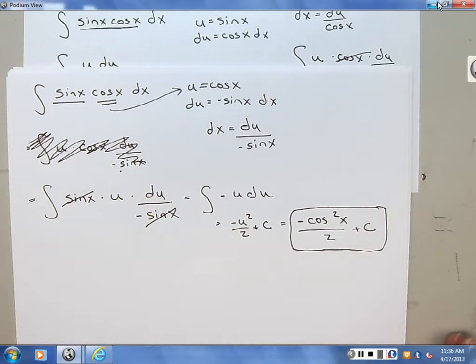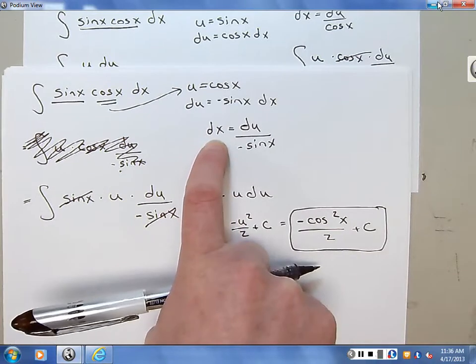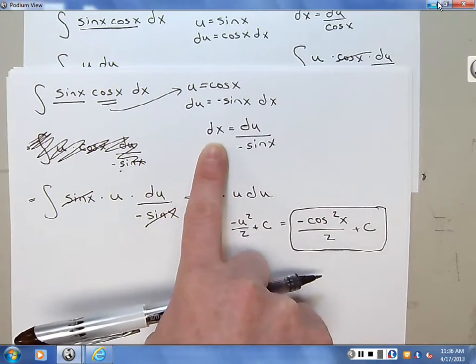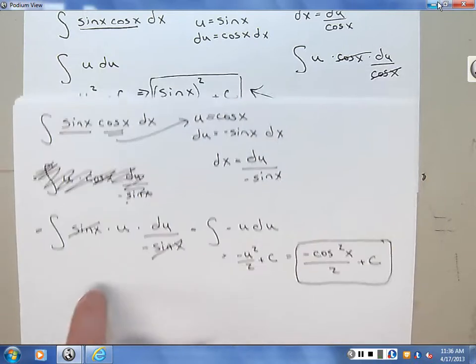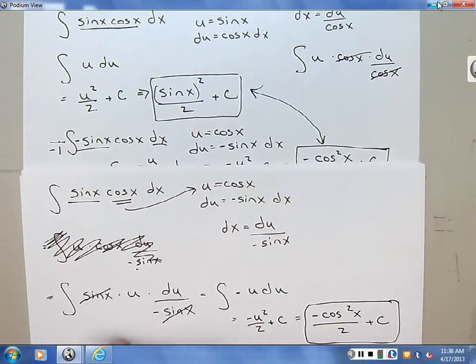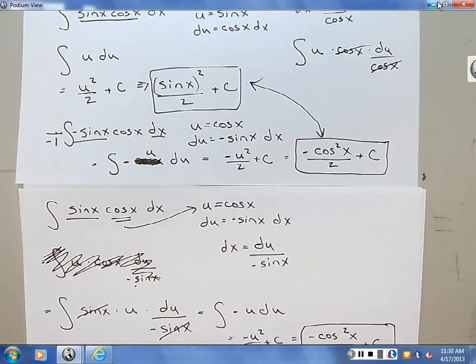Like step 1, find your u. Step 2, differentiate u. Step 3, solve for dx, and then step 4, substitute u and dx, and make sure your integral is only in terms of u. And if it's not, look for a less apparent one. So yeah, that's a good idea to maybe write out those steps.